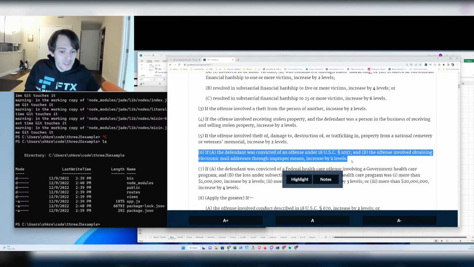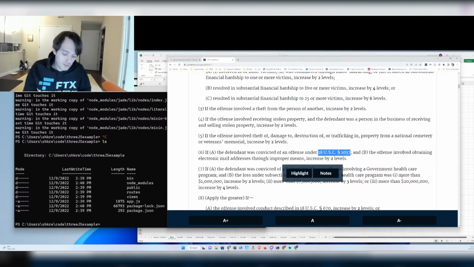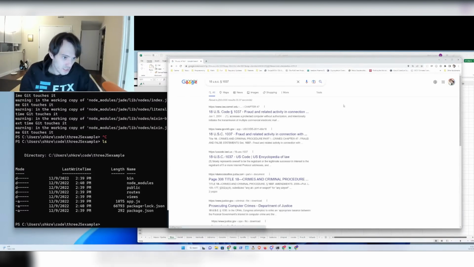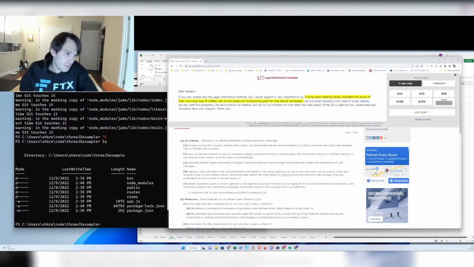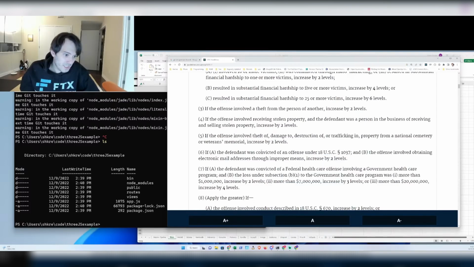All right, number 6. If the defendant was convicted under 18 USC 1037, which I don't know what that is. It's fraud in connection to email. So that's a tough one. I doubt it. We'll skip 6.